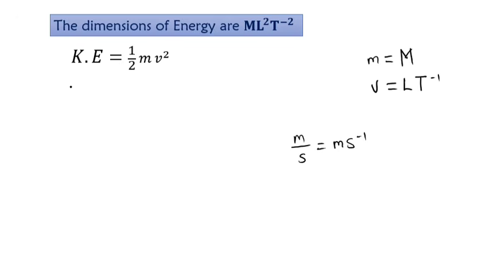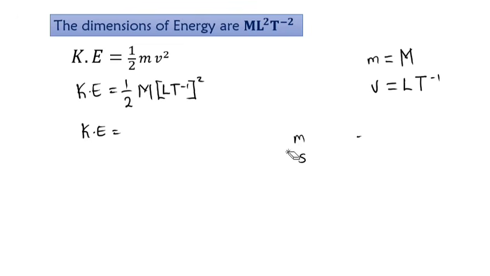So if I replace this in our formula, kinetic energy KE is equal to half, mass has the dimension M, then velocity has the dimensions LT⁻¹. Remember, this is raised to the power 2. So we have the half, we have the M. The L inside the bracket can be squared, and the T can also be squared, but there's a minus 1 there, so negative 1 times 2 is minus 2.